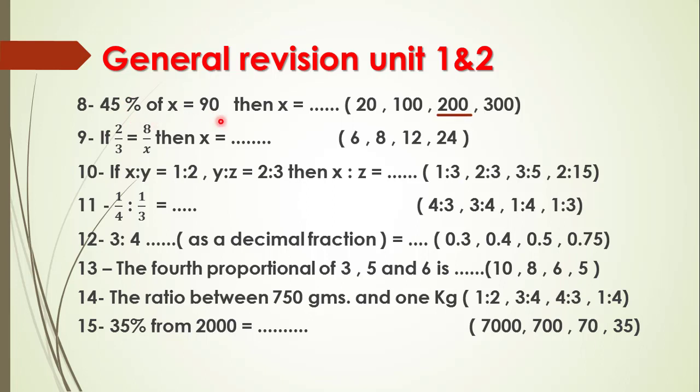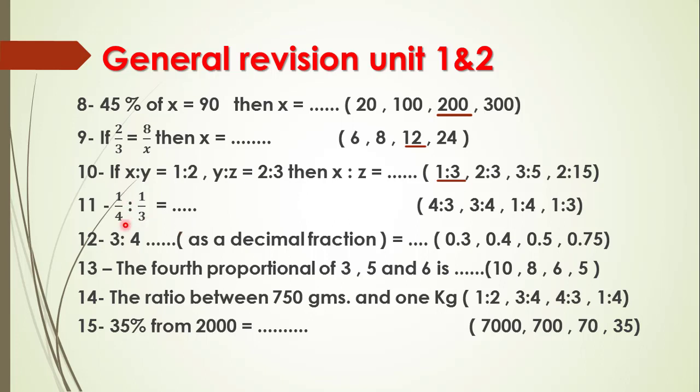Number 9, if 2 over 3 equal 8 over x. Cross product, 3 times 8 over 2. 3 times 8 equal 24 over 2 equal 12. Number 10, if x to y. This is similar to the last one. Okay, we solved a similar one before. You can do it yourself. It's very easy. If x to y equal 1 to 2, y to z equal 2 to 3, then x to z equal 1 to 3.